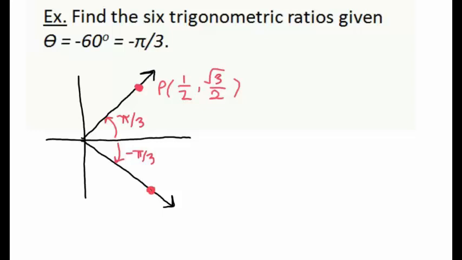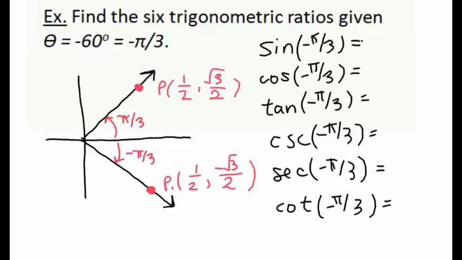So once again, we're going to have a new point down here. Let's call it P1. And here our x-coordinate is going to be the same. However, we've gone downwards in the y direction. We could change square root of 3 over 2 to negative square root 3 over 2. And now we can use this relationship down here to figure out our 6 trigonometric ratios.